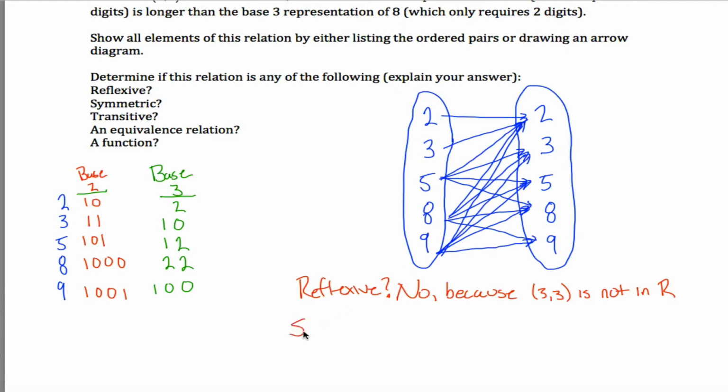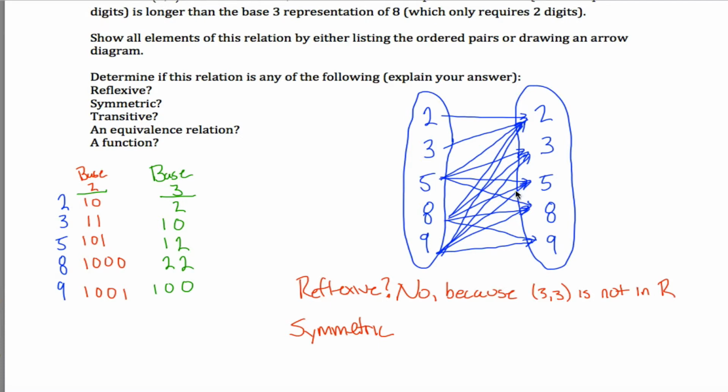What about symmetric? In order to be symmetric, anytime I have an arrow from one element to another, I must have another arrow from that second element back to the first. So there's an arrow from 5 to 8 right here. So there better be an arrow from 8 to 5. Oh, there is. Okay, good.